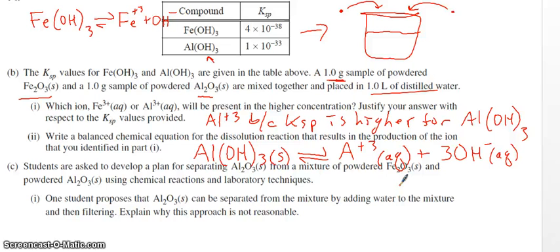Finally, some students are asked to develop a plan for separating aluminum oxide from a mixture of powdered iron oxide and powdered aluminum oxide using chemical reactions and laboratory techniques. This is actually just the first step of a bunch of questions that I cut off, so we'll just take a look at this one. One student proposes that aluminum oxide can be separated from the mixture by adding water to the mixture and then filtering. I'll explain why this is not reasonable.